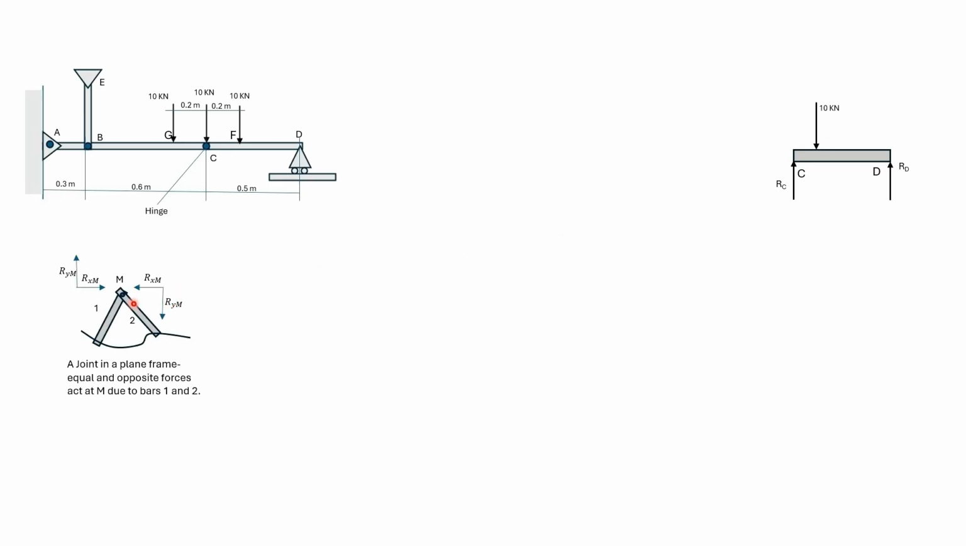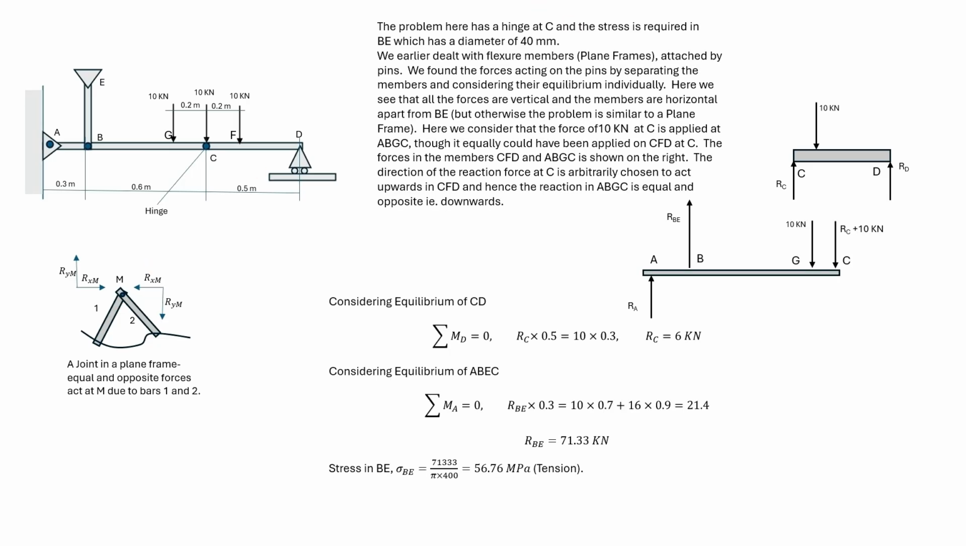So in a plane frame, if you had a hinge at M, then one force was due to bar 1, and the opposite force was due to bar 2. And due to these two forces, the hinge M would be in equilibrium. The hinge C in turn exerts equal and opposite forces to the two members CB and CA.